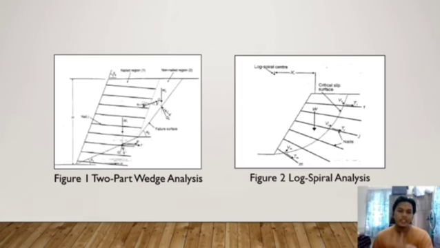Okay, now on this slide, you will see two figures of analysis. On the left, you can see the two-part wedge analysis, and on the right is the log spiral analysis, which is used to analyze the soil nailing design.